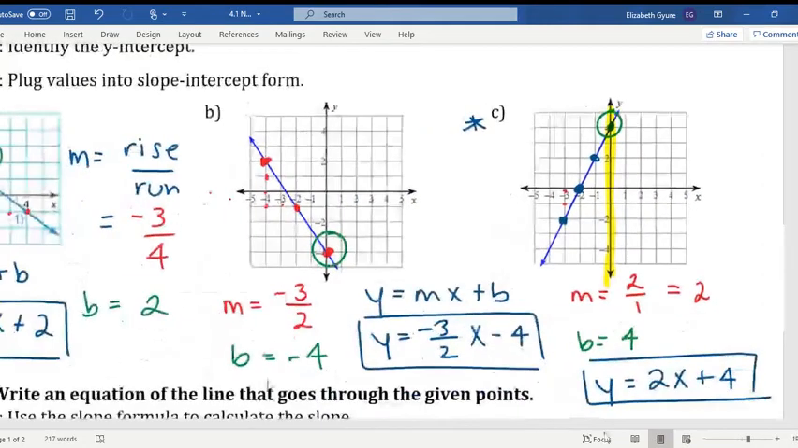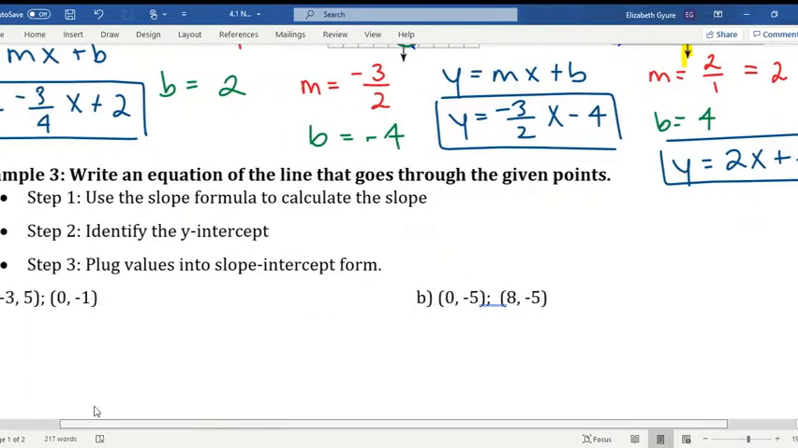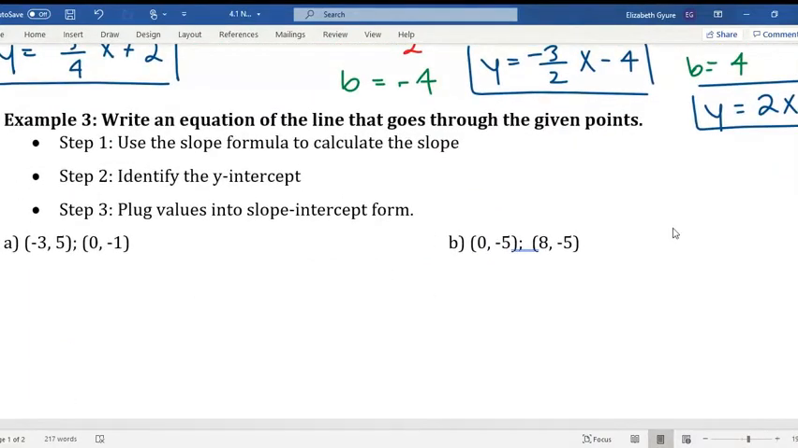Let's see what's after this. All right. We're gonna do these ones and then we'll take a little break. So example 3 says write an equation of the line that goes through the given points. So this is a little bit different. We've done it with a picture, right? And when we're given our y-intercept and our slope. This is a little bit different because we're given 2 points.